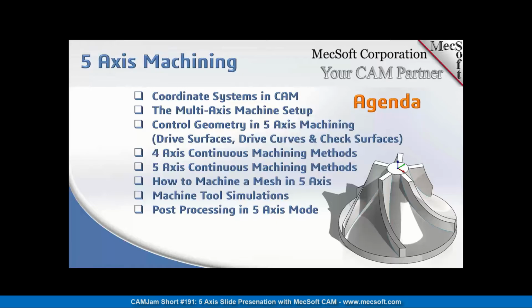In our product in 5-axis, you can output in 4-axis mode, so you might be wondering why we're talking about 4-axis continuous methods. Also, we'll be talking about how to machine a mesh in 5-axis, which the process and procedure is different for mesh geometry versus NURB surface geometry. And then finally, we're going to talk about machine tool simulations. We're not going to actually set one up, but we have one set up in one of our slides, and we're going to show you how that works. And then also, we're going to talk about post-processing in 5-axis mode.